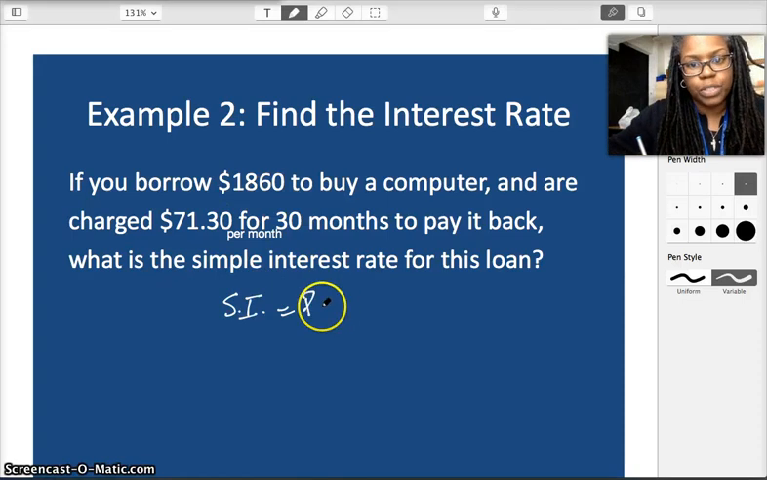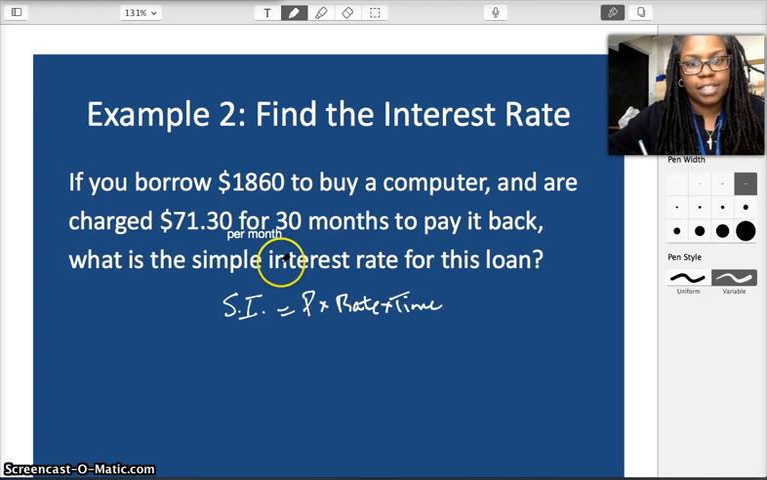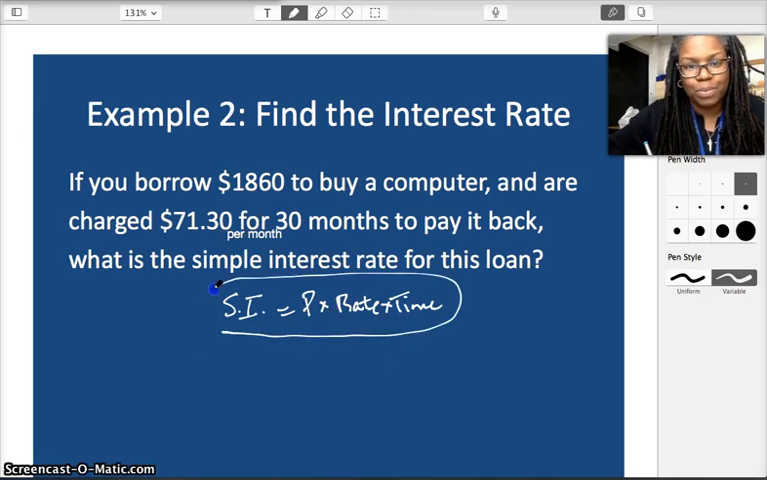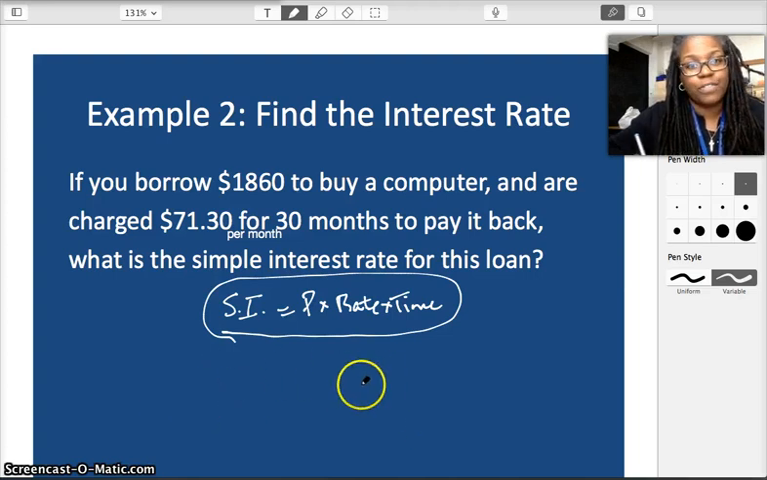Simple interest is equal to the principal times the rate times the amount of time. And so what we need to calculate is, well, we're going to calculate all of this information. We're going to use this formula last, but the first thing we need to do is figure out what is the interest amount, not the interest rate, but the interest amount. So to do that, we need to figure out how much you're going to pay, how much was it worth, and find the difference between the two.